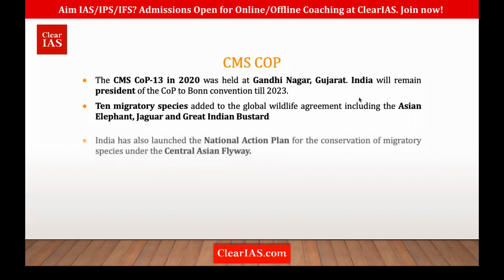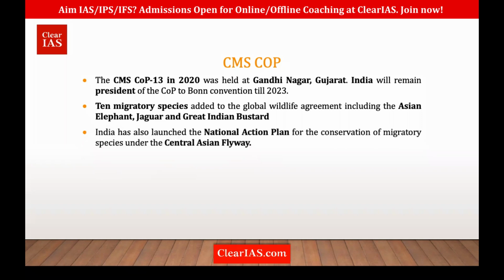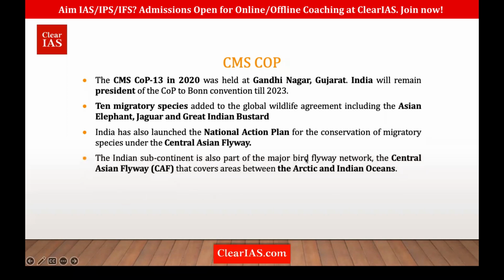And there was a national action plan for the conservation of migratory species, which is under the Central Asian Flyway. Remember, India is a part of the Central Asian Flyway. What is the Central Asian Flyway? The birds fly all the way from the Arctic region up to the Indian Ocean or Africa. For example, the Siberian crane flies all the way from Siberia to India to Africa. That corridor is called the Central Asian Flyway. In the last COP, this National Action Plan was created.